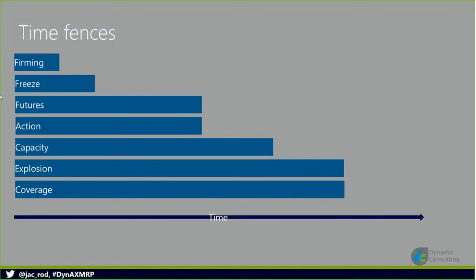Now, firming time fence is used to automatically firm requirements to show up within that time fence. So I've seen a couple people use this, but most people have this set to 0. But again, it's just something to be aware of.